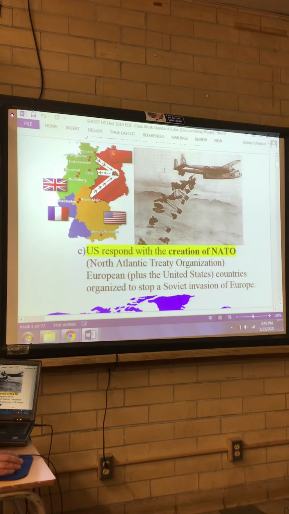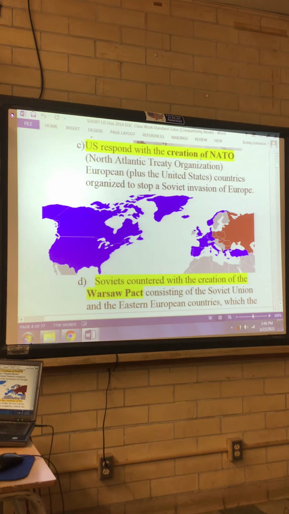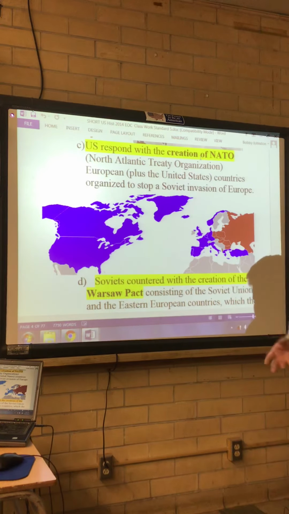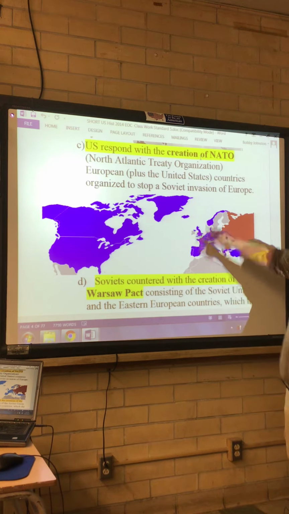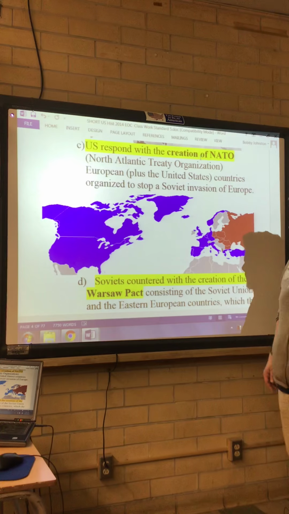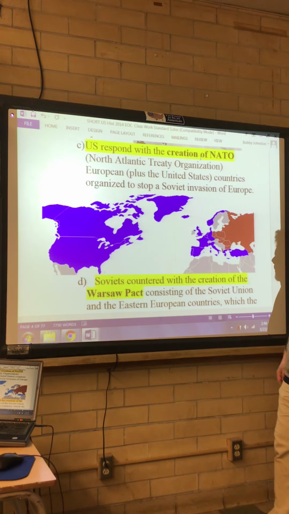Because this Berlin airlift was so successful, we responded by creating NATO. Okay, NATO. You remember World War I. We have the Central Powers and we have the Allies. And then World War II, we have the Axis powers and the Allies. Well, for the Cold War, it's going to be NATO, which is us, the North Atlantic Treaty Organization. That's all the countries in blue here, or purple, depending on how your screen sees it, against the Warsaw Pact.